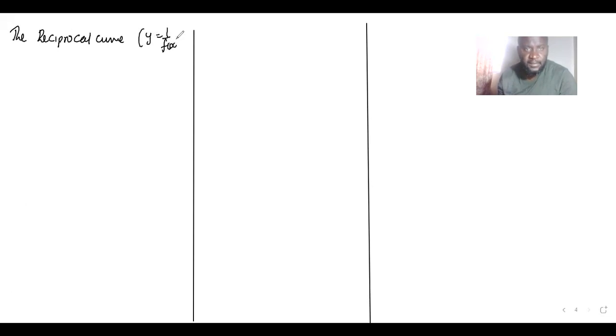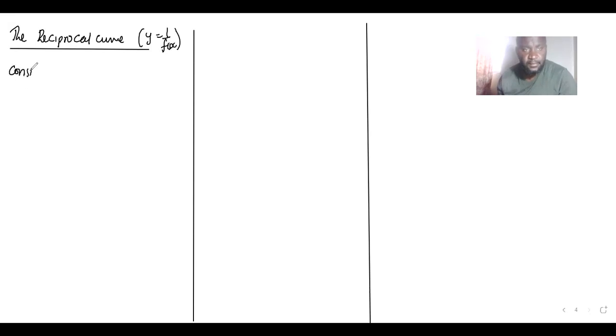So the last bit of curves is what we call the reciprocals of curves. They tell you to plot one out of f of x. You have one out of x. They can even tell you to plot them on the same graph. The reciprocal curve, in brackets, y is equal to 1 out of f of x. Y is equal to 1 out of x.